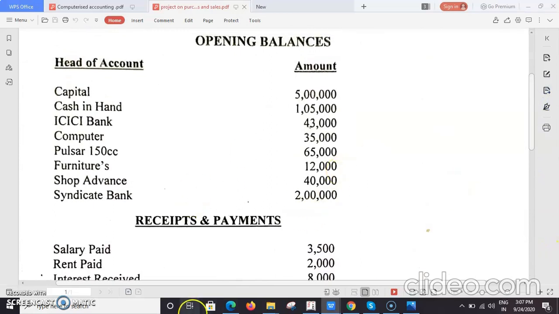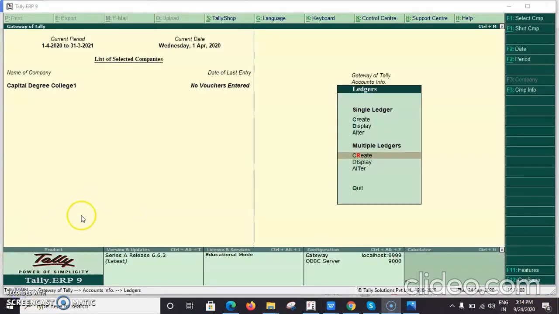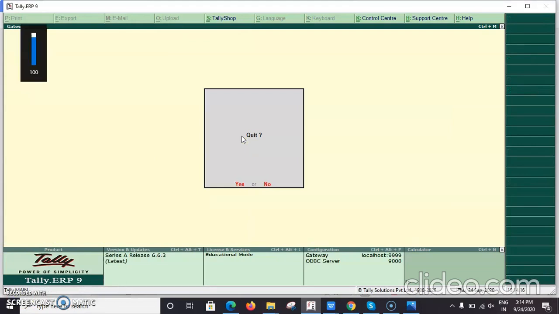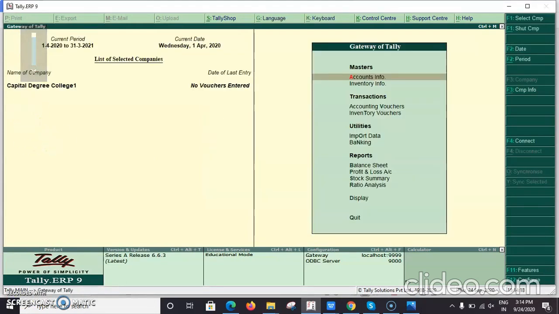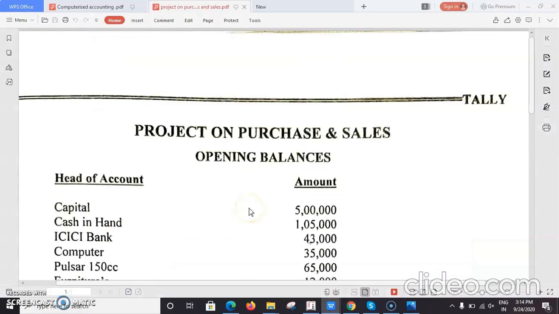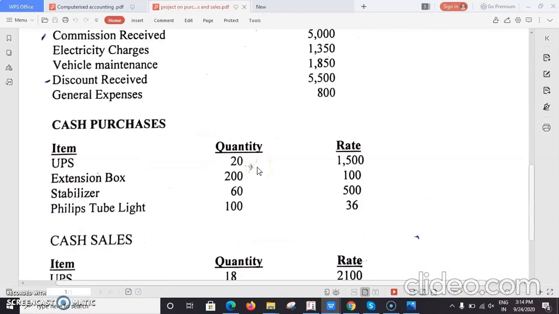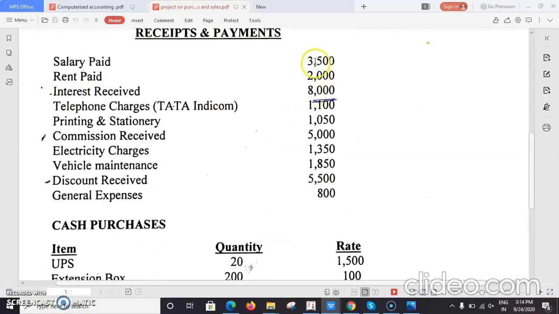So I'm creating the ledgers. I have to go to Tally ERP9 to create them. So, the gateway of Tally. I created a new company with the name Capital Degree College 1. Now we will see the question. What do we require? Here we have to create the opening balance ledgers with amounts, and for receipts and payments only ledgers. The amounts we will enter at the time of voucher entry.